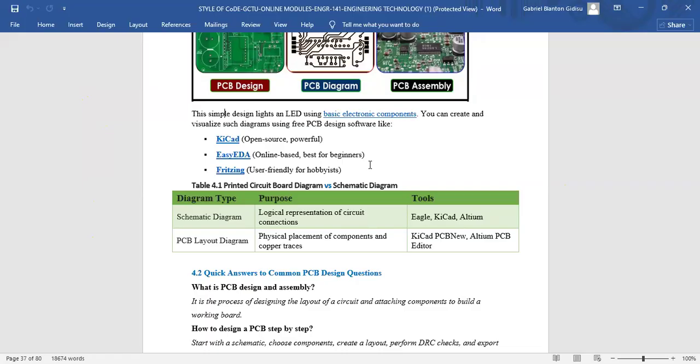So they are all there. We have the schematic diagram and we have the PCB layout diagram. Okay. So the purpose of the schematic diagram is the logical representation of circuit components. Then you have the PCB diagram. We have something called Droid PCB, PCBNew, KiCad PCB editor. All these software are there to help you get the PCB view.